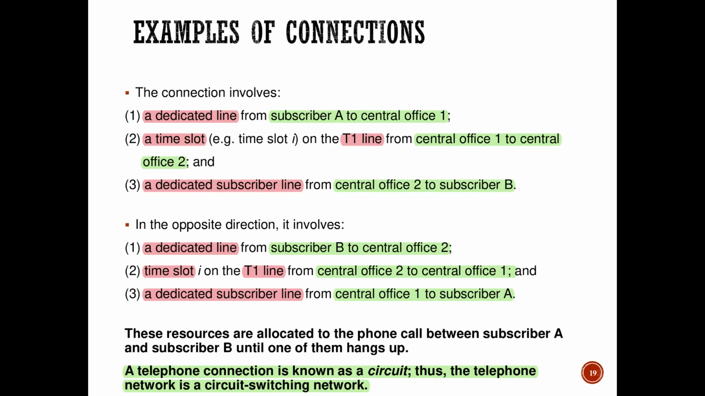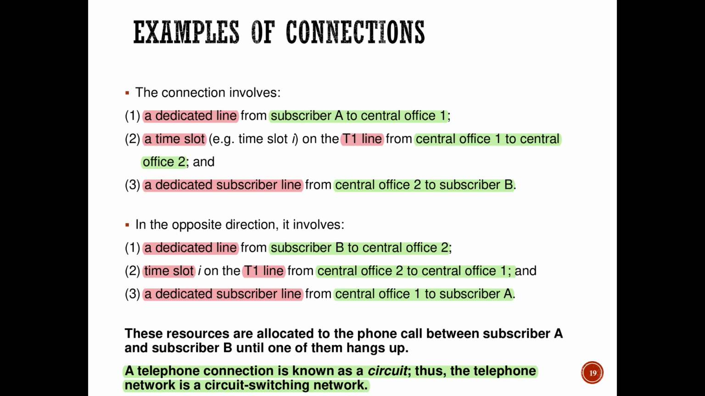The connection involves: 1. A dedicated line from subscriber A to central office 1. 2. A time slot, for example time slot I, on the T1 line from central office 1 to central office 2. And 3. A dedicated subscriber line from central office 2 to subscriber B.